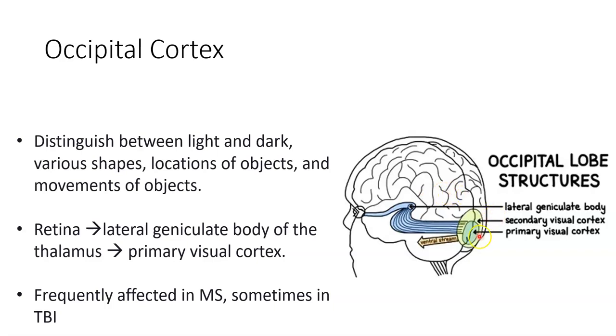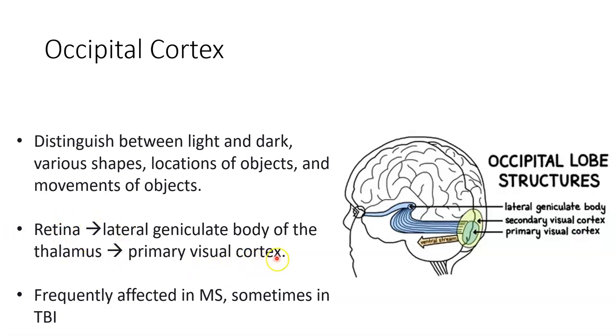The primary visual cortex distinguishes between light and dark, as well as various shapes. But now we are talking about visually discriminating various shapes, as well as the location of objects. So if you have a busy desk around you, and you want to find an object on your desk, then your visual cortex will help you do that. It also processes movements of objects. So when you watch a football game or TV, you can see all those movements occurring, and that is processed by our occipital cortex.